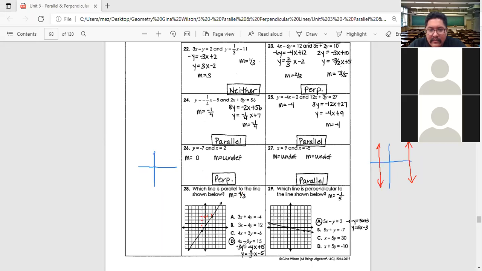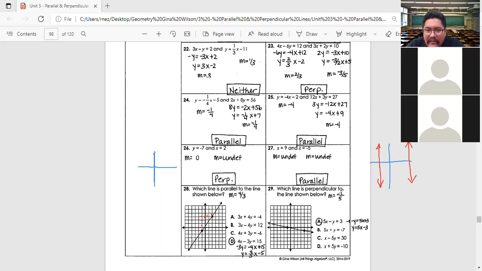And now we just got to look through all of our multiple choices and look for one that has the slope of 4 over 3, which in this case would be this one here. So you might have to work a few of them out, but you can pretty much pick the one that you need. All right, so let's see, moving on to this one here.